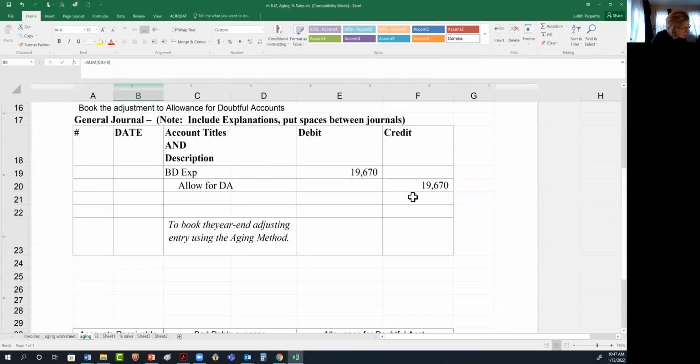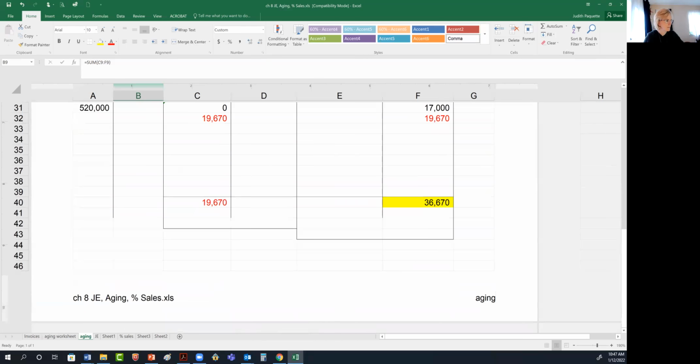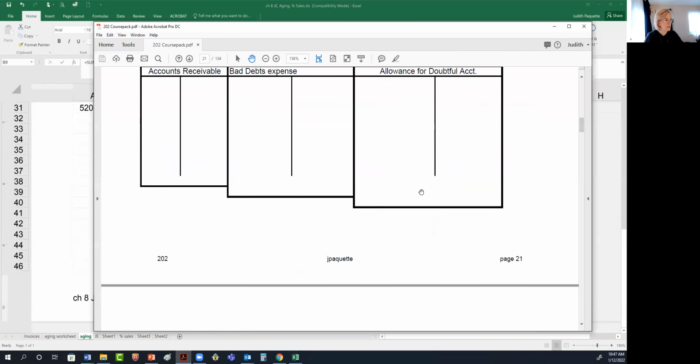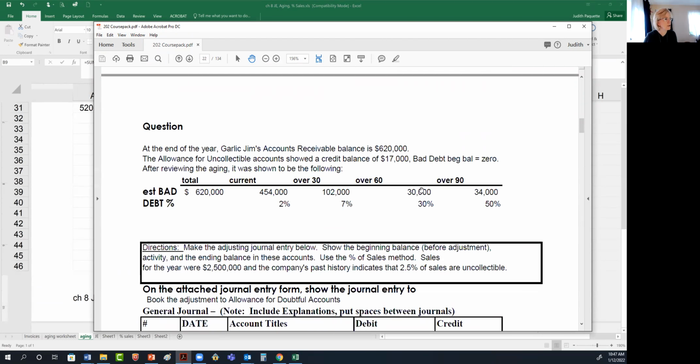You also learned a percent of sales method. So turn the page to page 22. If I can find it, here we go. So let's go to page 22.